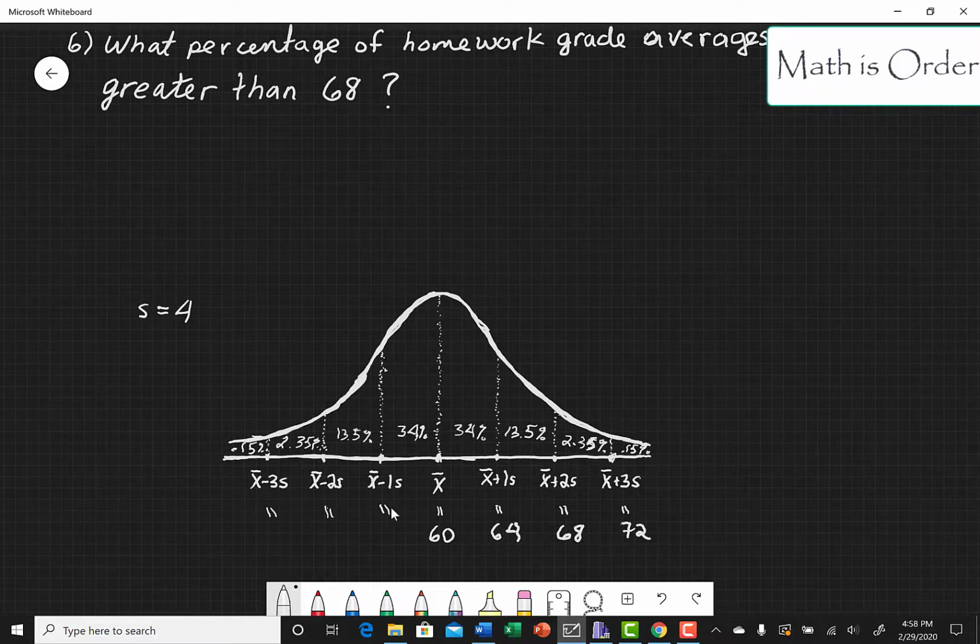And then let's find these other values. X bar minus S, that is 56. And 60 minus 2 times S, which is 8, that is 52. And 60 minus 3 times S, which is 12, is going to give us 48.